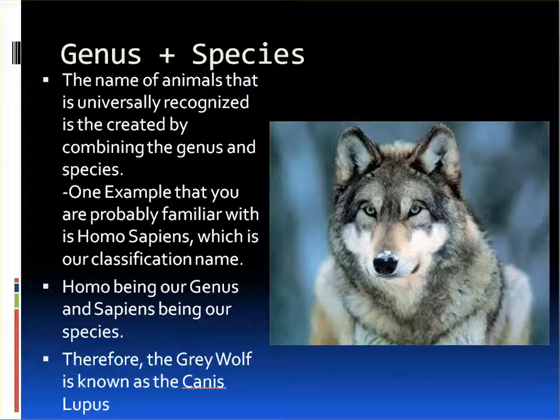Now, to get the scientific name, you combine its genus with its species. One example that I've talked about before that we should all be familiar with is Homo sapiens. Homo is our genus, sapiens is our species, which is our scientific name, Homo sapiens. Therefore, the gray wolf is known as Canis lupus. Now, this name, no matter where you go, will be recognized as a gray wolf, though the common word for it will mean something else in other languages.